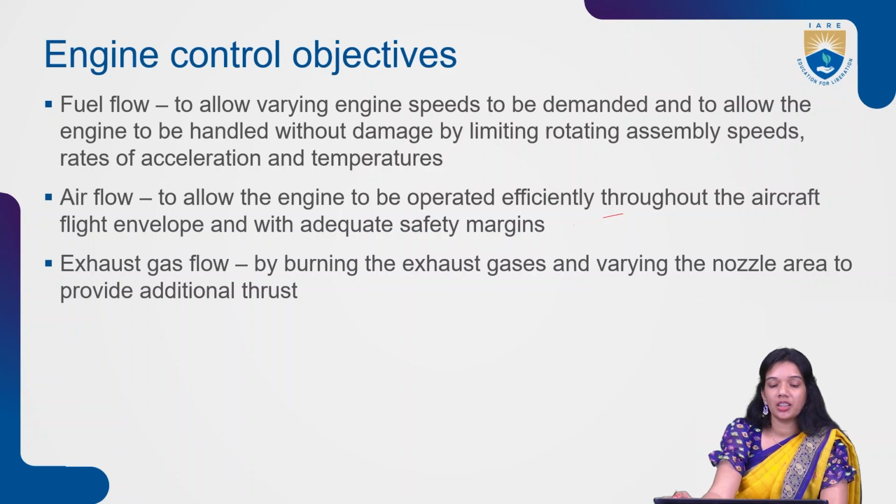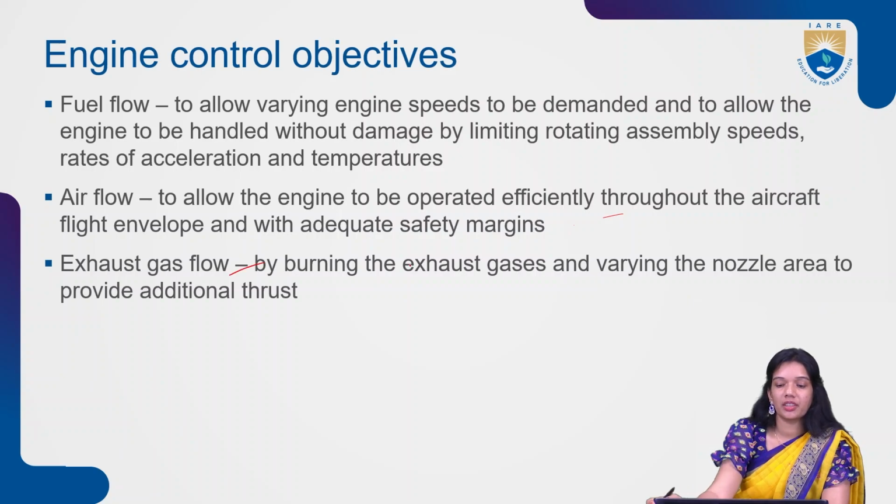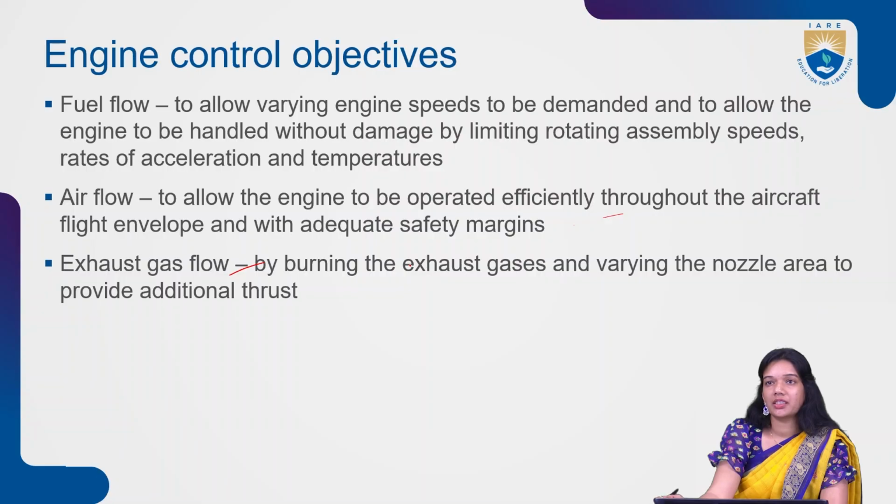Now exhaust gas flow is for afterburners, right? Burning the exhaust gases and varying the nozzle area to provide extra thrust. These are purely for afterburners. If you want to attain that extra thrust, you vary the nozzle and you have exhaust gases that are burning and giving you that extra amount of thrust.